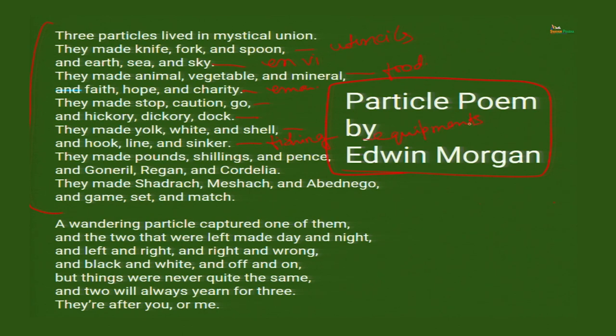So in one hand, they are the creators. On one hand, they also make the instruments of destruction. They make money. See, pounds, shillings and pence. They also make literature, like creating the characters of Goneril, Regan and Cordelia. These three characters are from King Lear, written by William Shakespeare.